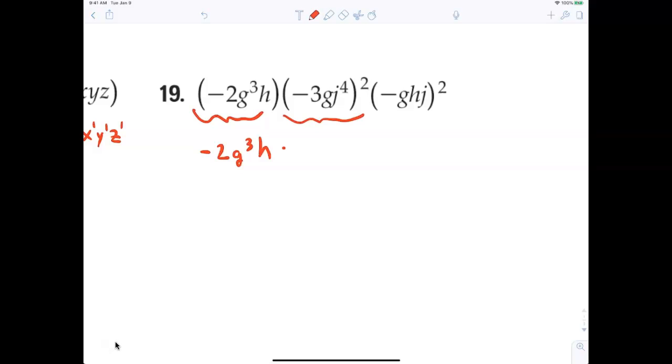Times 3g. Well, first of all, we're going to start with this. Come on now, really concentrate with me. What's negative 3 squared? Negative 3 squared would be 9. That's correct. And then g to what power? G to the second. That's correct. And j to the 4, or to the 6th power, power to power, what's the rule? Power to power. So it would be to the 8th.